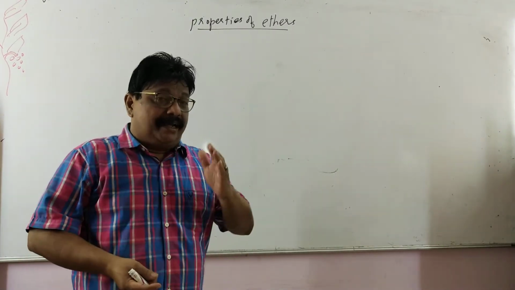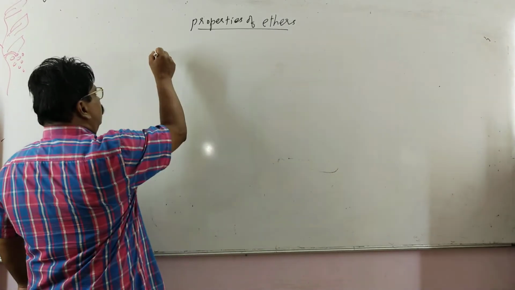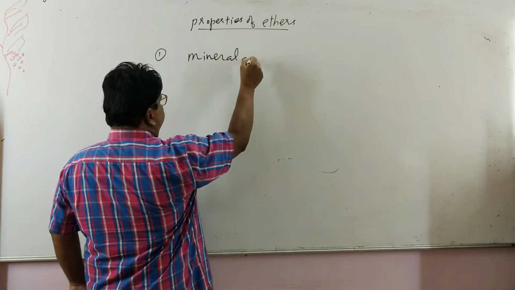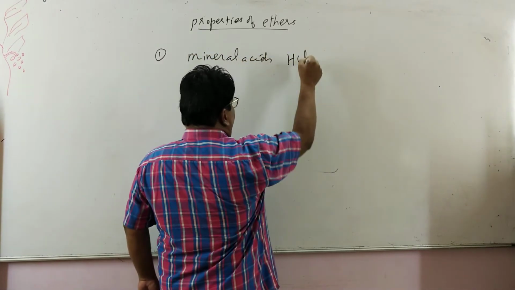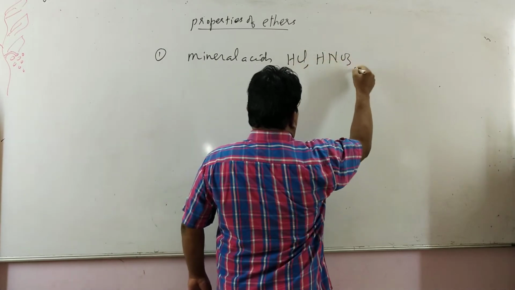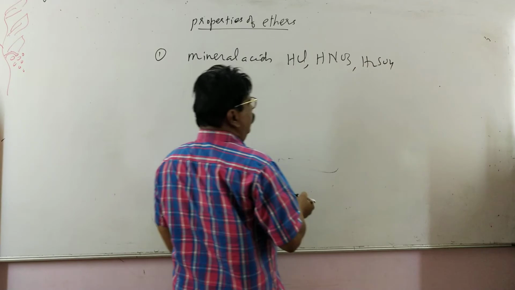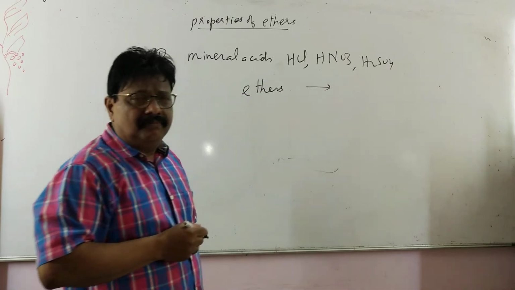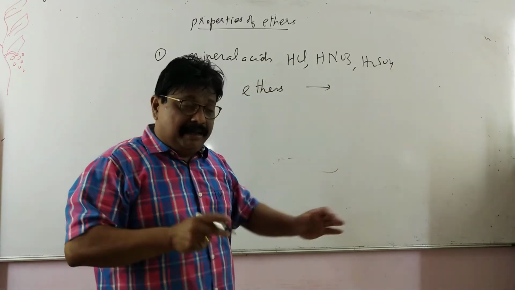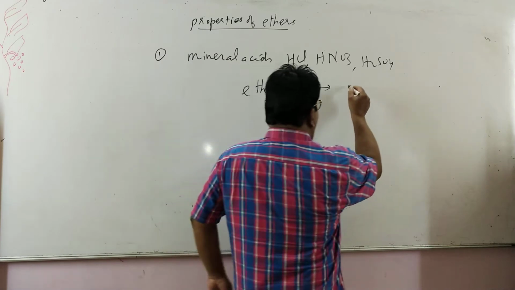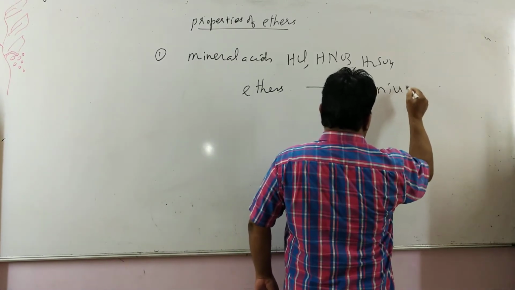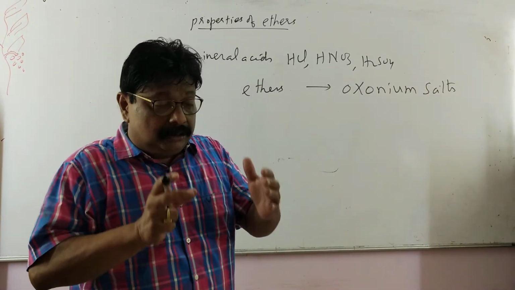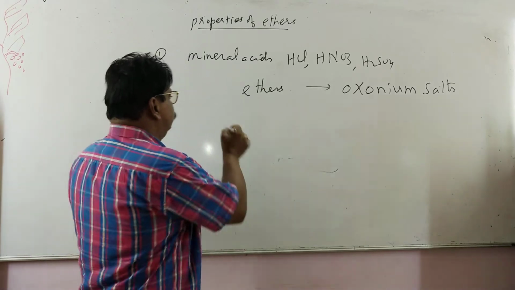Now, when we talk about the chemical properties of ethers, if you take mineral acids like HCl, HNO3 or H2SO4, ethers will combine with these mineral acids to form oxonium salts. Now, what are oxonium salts and how are they formed?